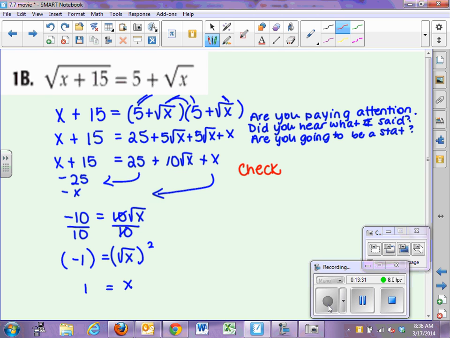I think I like the check in a different color. Maybe ink, maybe red, maybe colored pencil.